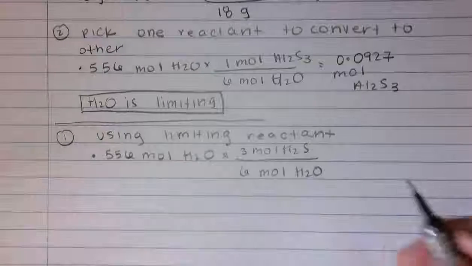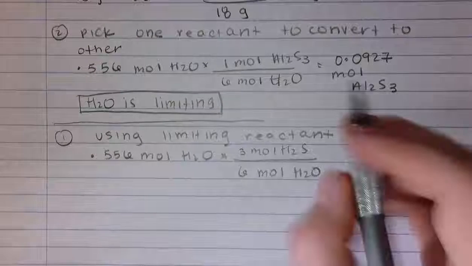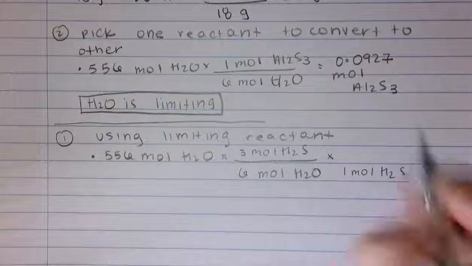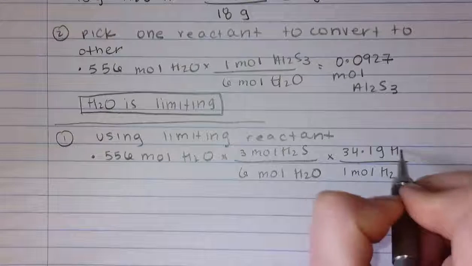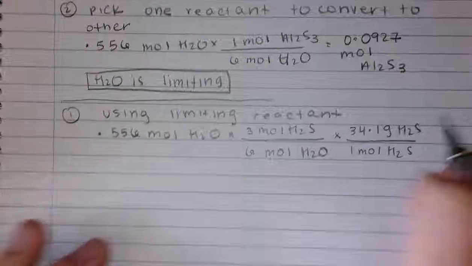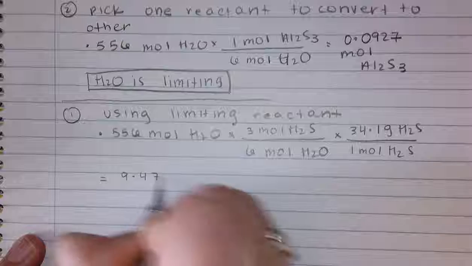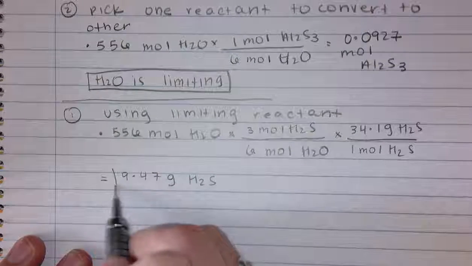And we want the mass of it, so we're going to use the molar mass to convert from moles to grams. So for 1 mole of hydrogen sulfide, we have 34.1 grams of hydrogen sulfide. And we get that we produce 9.47 grams of hydrogen sulfide as the maximum mass that can be formed.